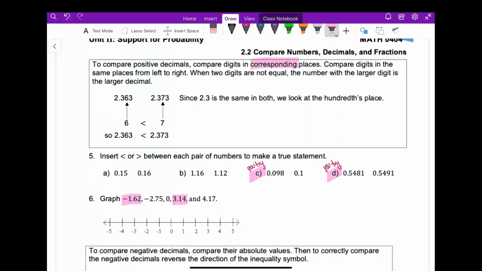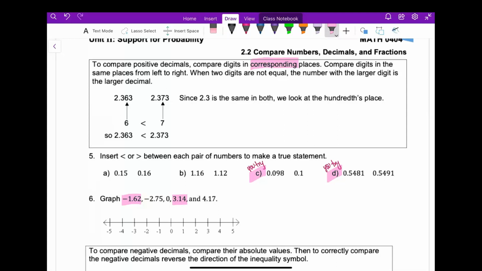First of all, let me remind you that both of these numbers are positive. That's really important because if one's positive and one's negative, you know right away which one's the larger one, and then we have different rules for the negative. So we'll see that in a second. Both of these are positive, and we're going to compare in the same place, starting from left to right.